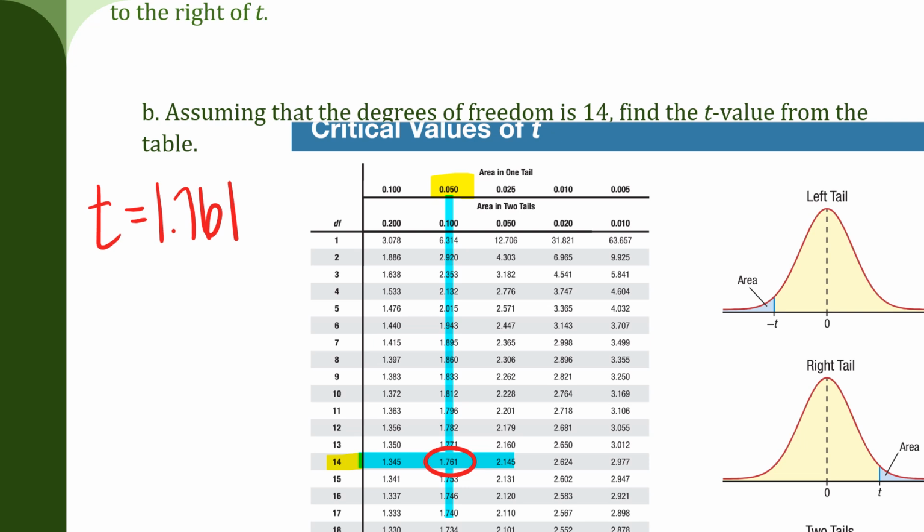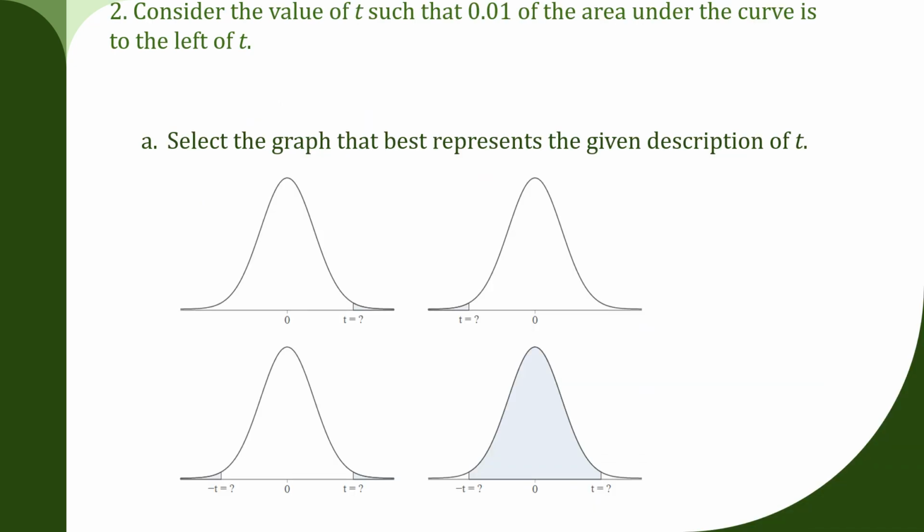All right, let's look at another example. This one says, consider the value of T such that 0.01, very small, 0.01 of the area under the curve is to the left of T. So we've got an area on the left problem. That's definitely our graph. Notice that this time, since T is to the left of 0, that's going to indicate to me that T is going to be negative.